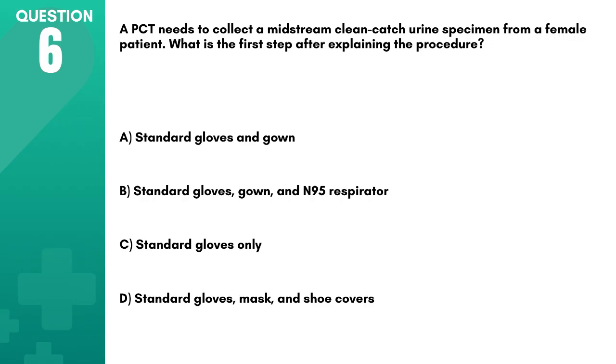Question 6. A PCT needs to collect a midstream clean catch urine specimen from a female patient. What is the first step after explaining the procedure? A. Have the patient void a small amount into the toilet. B. Place the sterile specimen cup inside the collection container. C. Apply clean gloves. D. Ask the patient to start urinating into the sterile cup.